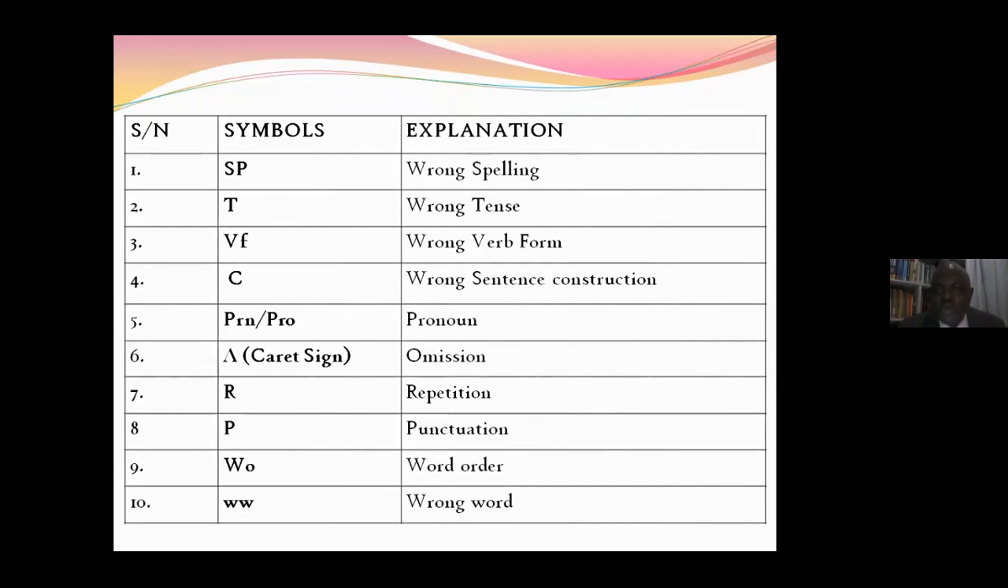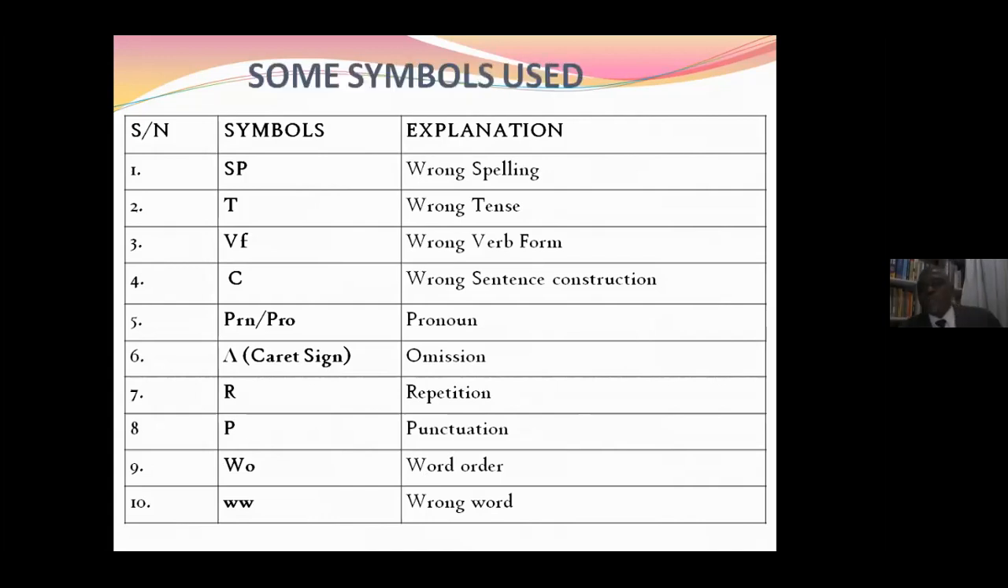SP, wrong spelling; T for tense; VF for wrong verb form; construction; pronoun; the caret sign where a word is omitted; repetition, where material or vocabulary is repeated; punctuation; wrong word order; wrong word.